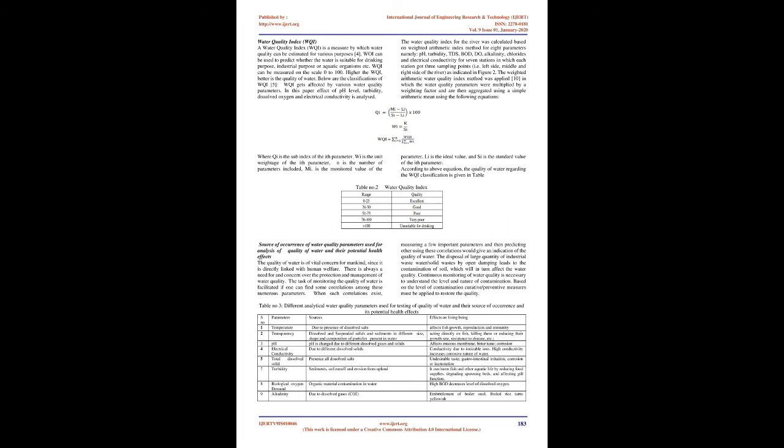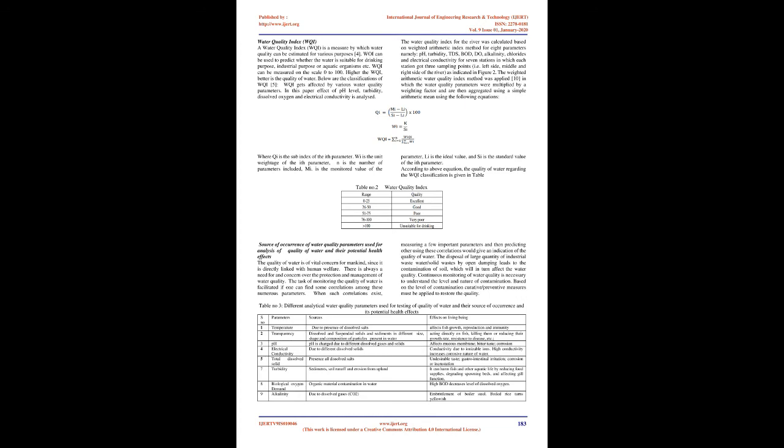The disposal of large quantities of industrial wastewater and solid wastes by open dumping leads to the contamination of soil, which will in turn affect the water quality. Continuous monitoring of water quality is necessary to understand the level and nature of contamination. Based on the level of contamination, curative or preventive measures must be applied to restore the quality. Table 3: Different analytical water quality parameters used for testing of quality of water and their source of occurrence and its potential health effects.